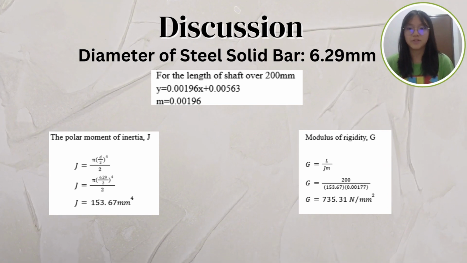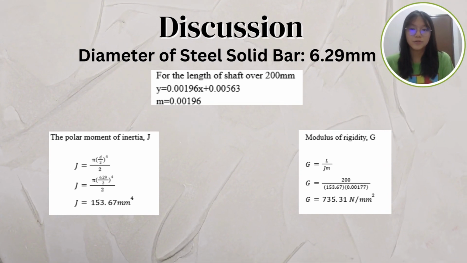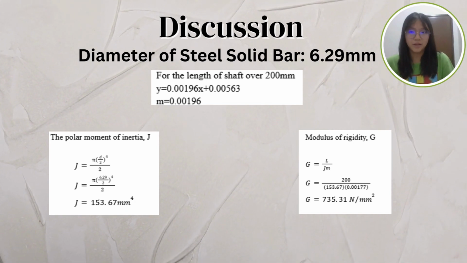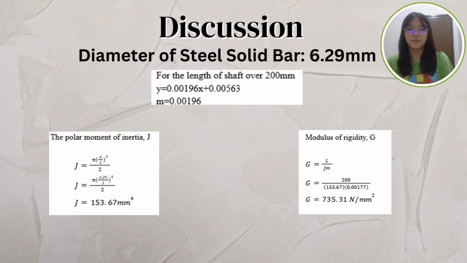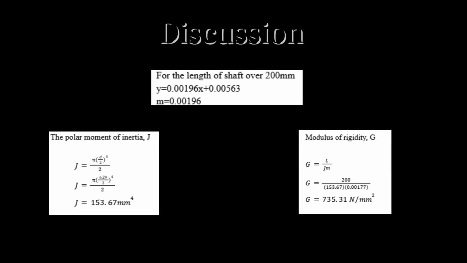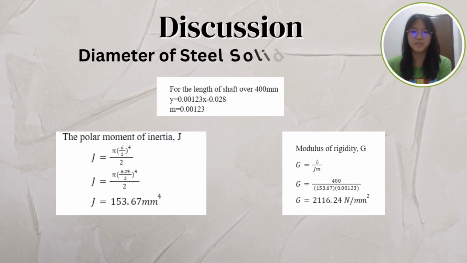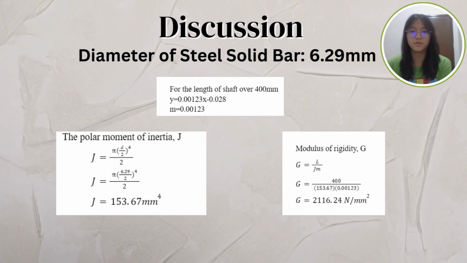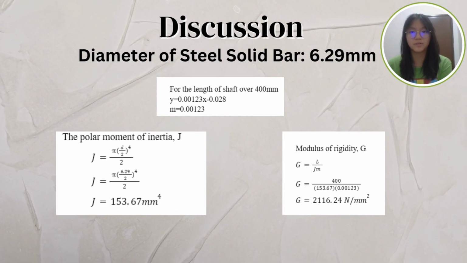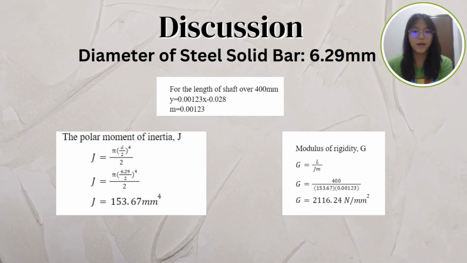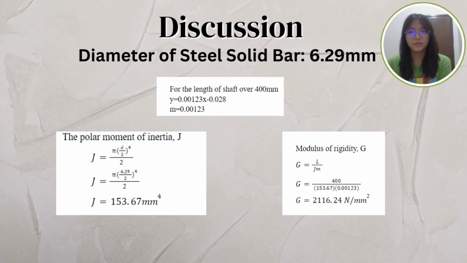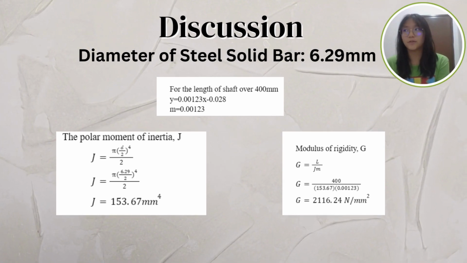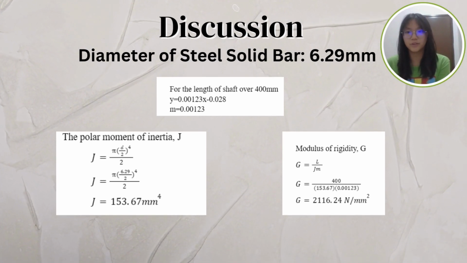Next is the modulus of rigidity, G. G equals L over J times M. After we substitute the values, we get G, which is 735.31. For the shaft length of 400 mm, y equals 0.00123x minus 0.028. The m is equal to 0.00123. The polar moment of inertia J remains the same, but due to the change in the gradient, the modulus of rigidity will change.